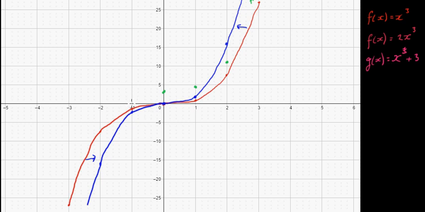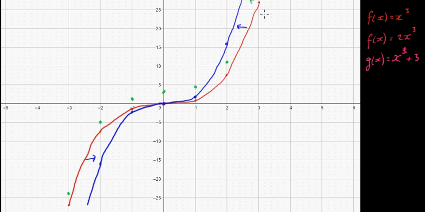Same on the other side here. So let's pick minus 1 here. Minus 1 cubed is minus 1, add 3, we get 2. So we're going to move this up 3 places, so 1, 2, 3, we're going to end up here. Minus 2 cubed is minus 8, add 3, instead of being here at minus 8, you're going to end up here at minus 5. Minus 3 was minus 27, move that up, it's going to be minus 24 here.